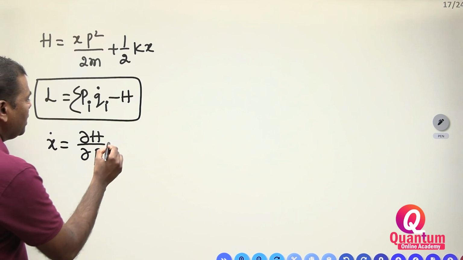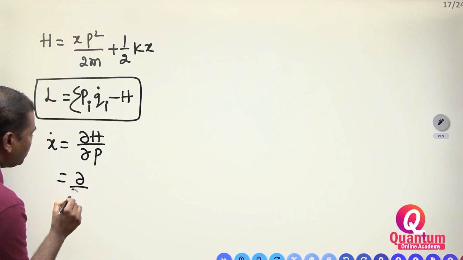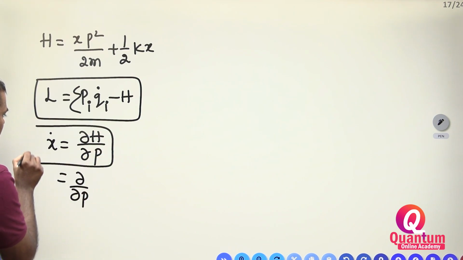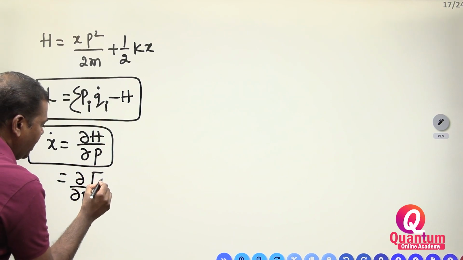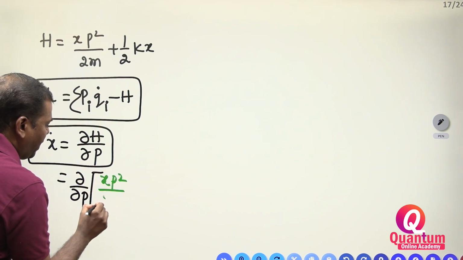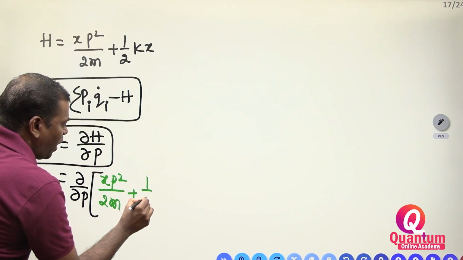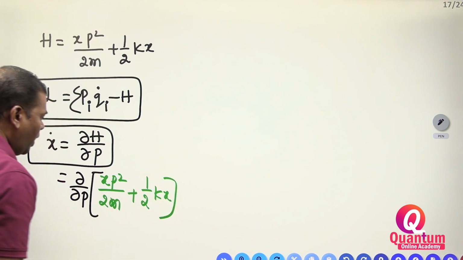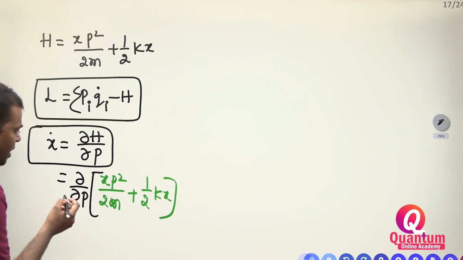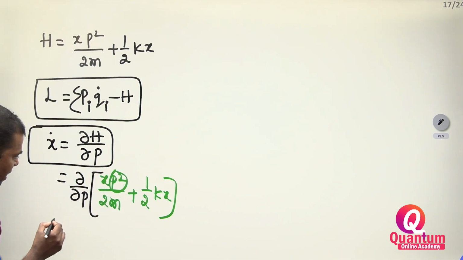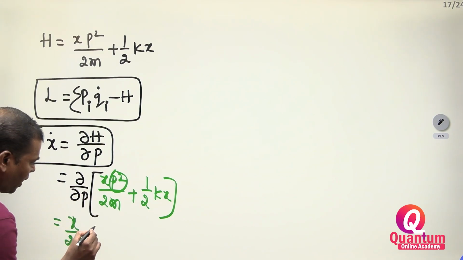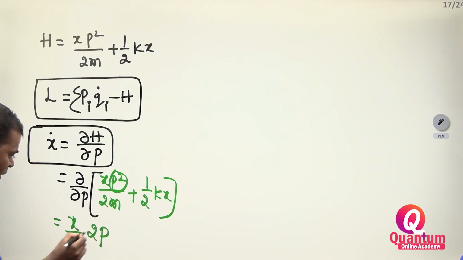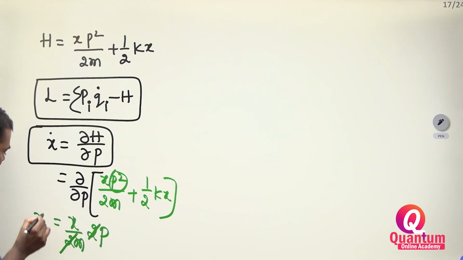∂H/∂p, from the Hamiltonian equation, I am finding the ∂H/∂p value. H = p²/2m + 1/2 kx. You have to differentiate with respect to p, which has p here only. Therefore, 1/(2m) into p² gives 2p, correct? Therefore, the 2 gets cancelled. So ẋ = p/m we have to get.